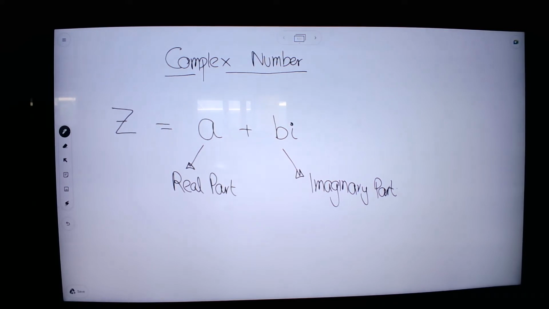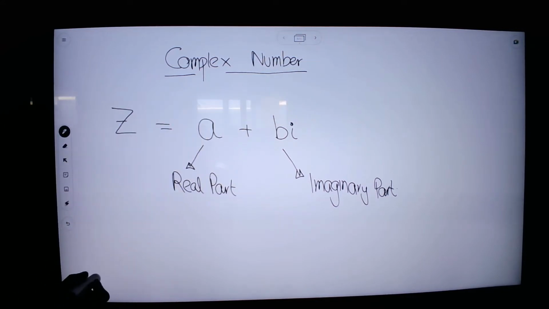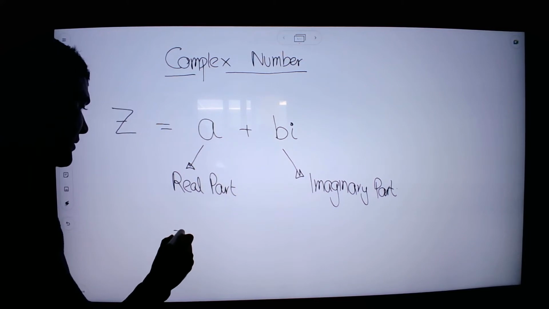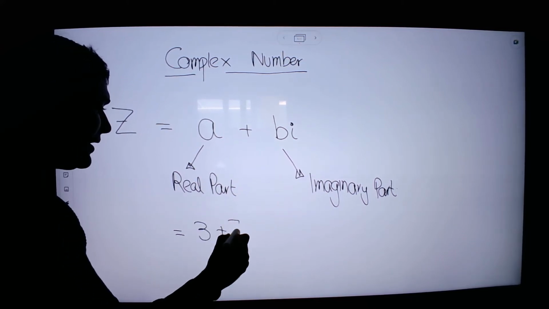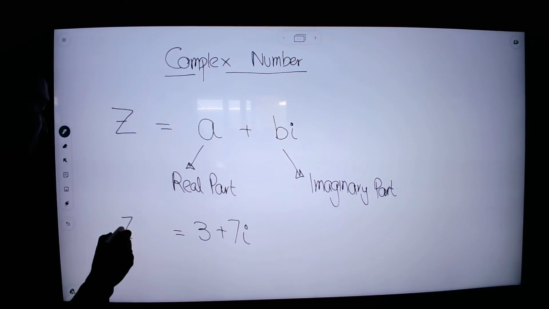Now what's the I? In some literature, instead of I, you will see J, which is still the same. Just to give you an example of a complex number, I will define I in a minute. Let's say 3 plus 7i. That's a complex number. I'm going to call that one Z1: 3 plus 7i.